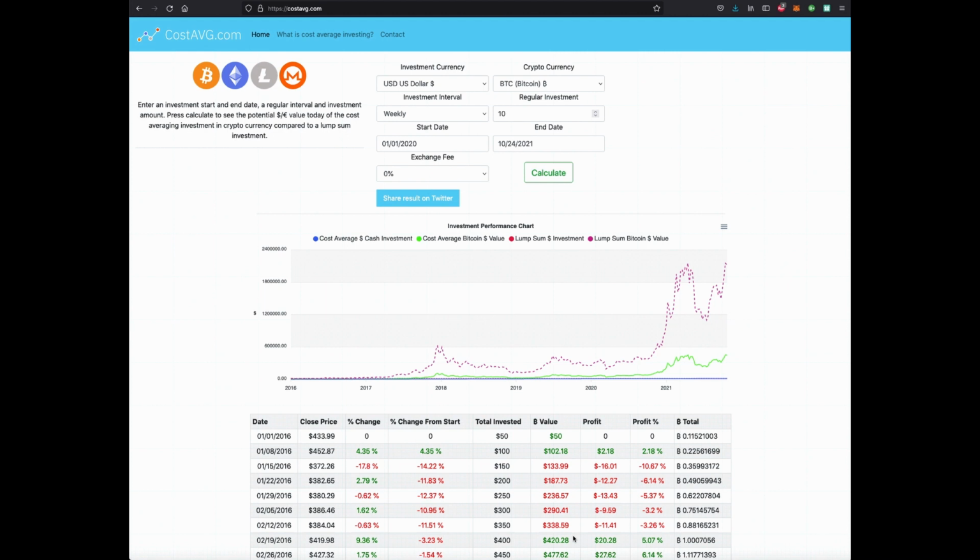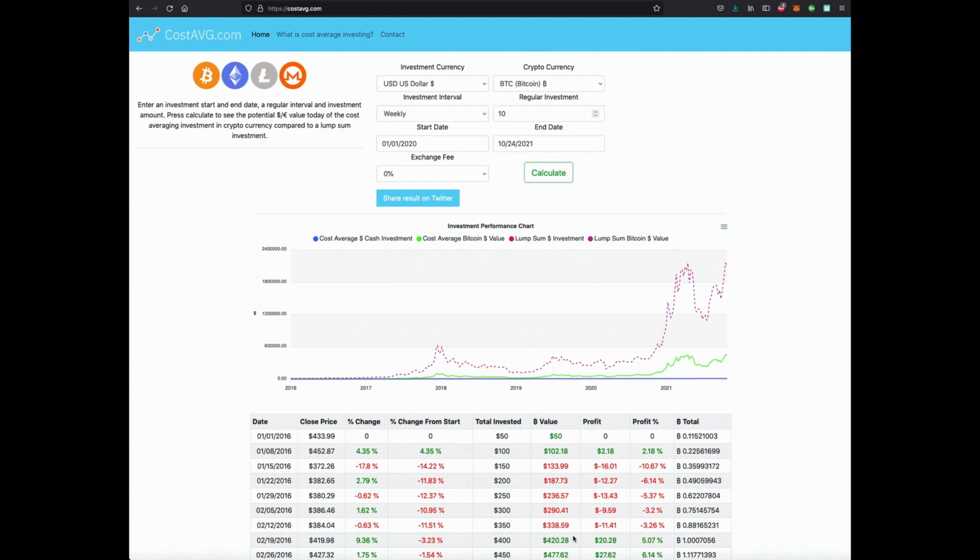Today, I have a very interesting and exciting topic to tell you guys about. This is one of the most underrated, hardly spoken of investment strategies in this space, but so powerful, so effective. And that technique is called dollar cost averaging, or DCA.